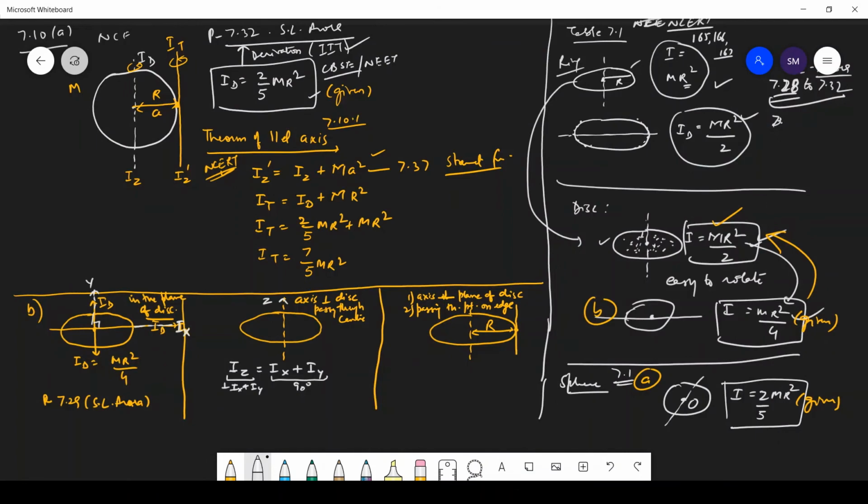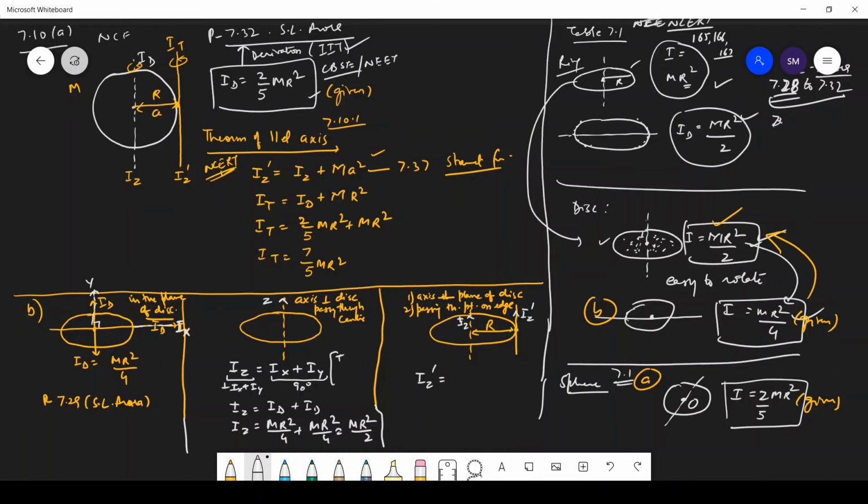Now putting the formulas here, Iz is equal to, this you are considering as the z-axis, so that's your Iz you are calculating here, and then we'll be calculating Iz dash. Iz is equal to Ix plus Iy, and they are all diameters, moment of inertia along a diameter. Along a diameter it's mr square by 4 plus mr square by 4, and that's equal to mr square by 2. So now we know along the z-axis.